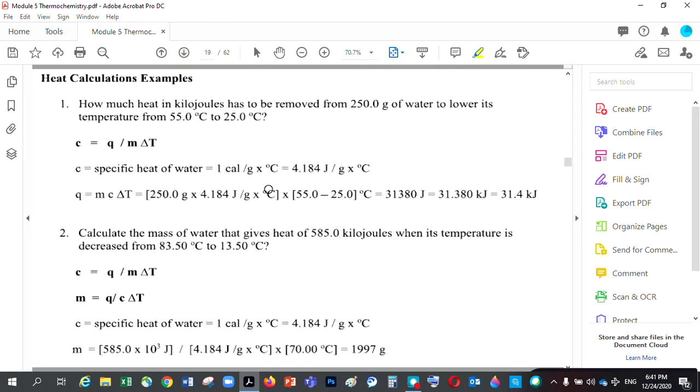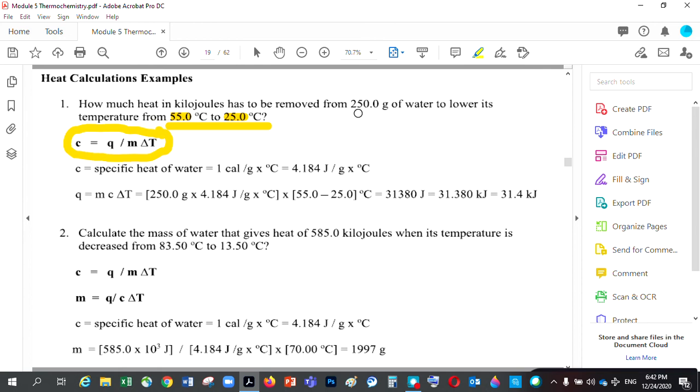Now, let's look at some examples. It's very nice to have more examples to look into them in some depth. Heat calculation examples. How much heat in kilojoules has to be removed from 250 grams of H2O to lower its temperature from 55 to 25 degrees Celsius? So you can see the initial temperature started at 55, and you will end up with the final temperature of 25 degrees Celsius. Set up your equation here, specific heat.